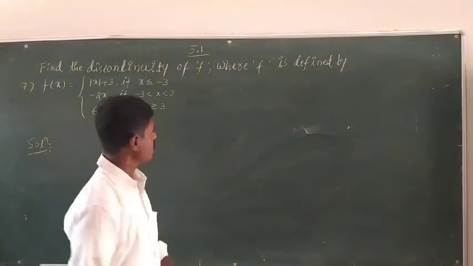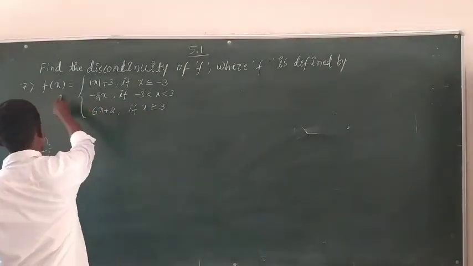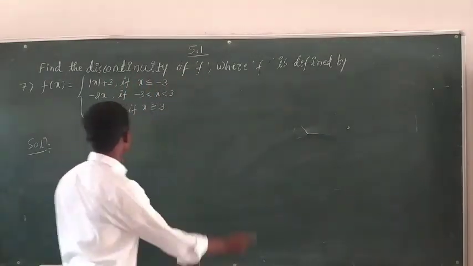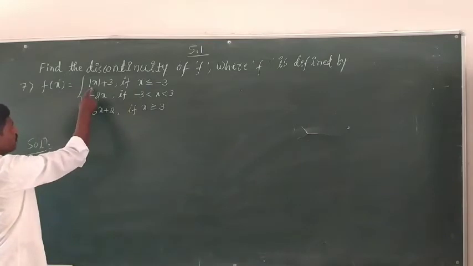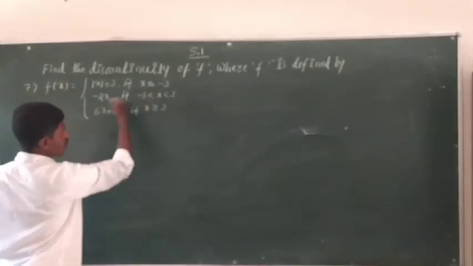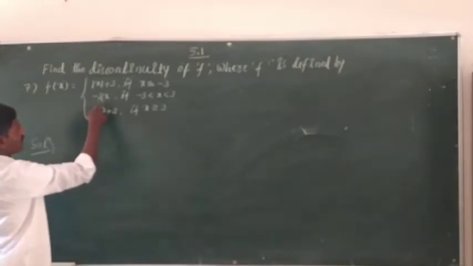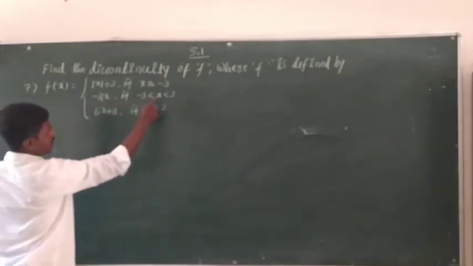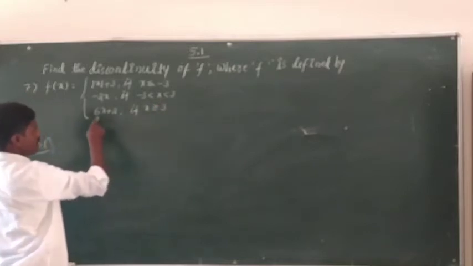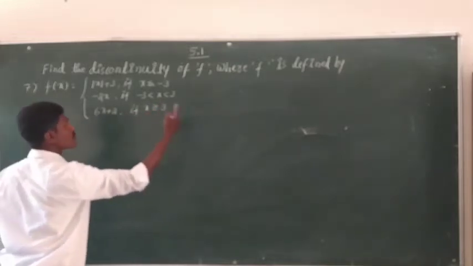Yes, dear students, the next question is the seventh one. Find the discontinuity of f, where f is defined by: f of x is equal to modulus of x plus 3 if x is less than or equal to minus 3, minus 2x if x is greater than minus 3 and less than 3, and 6x plus 2 if x is greater than or equal to 3.